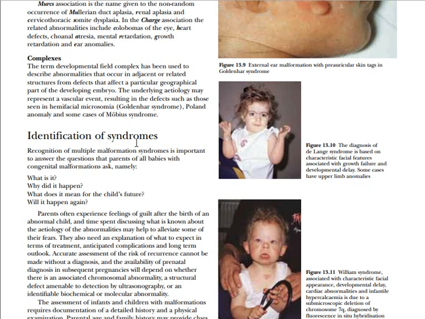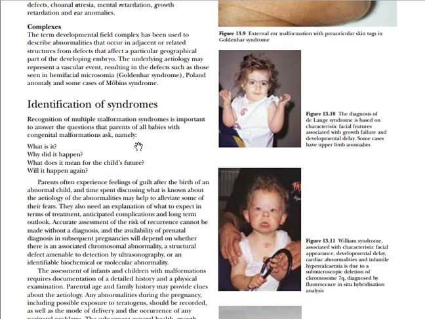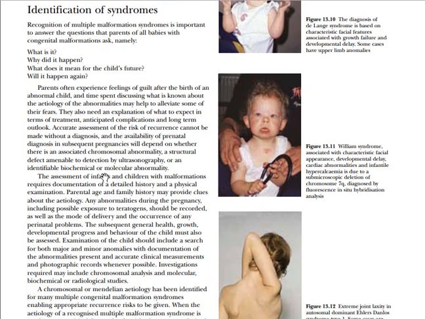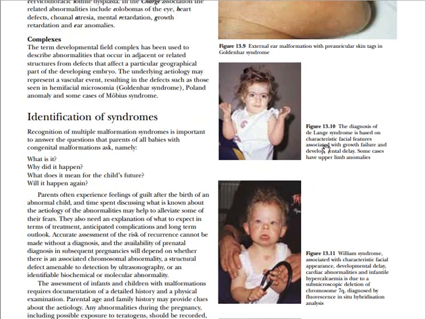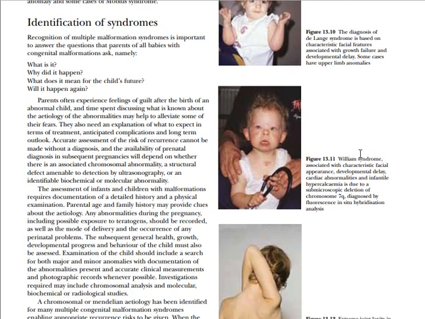So, identification of syndromes. What is it? Why did it happen? What does it imply for my child's future, and will it happen again? These are the questions that the parents are going to ask you, and you need to answer when you identify a particular syndrome. So this is an example of the diagnosis of Lang syndrome, which is based on the characteristic facial features associated with growth failure and developmental delay.